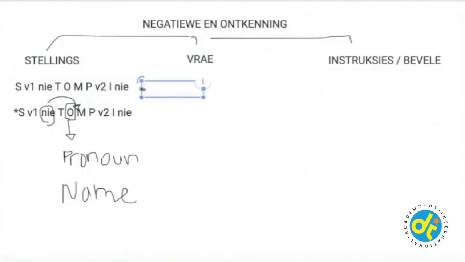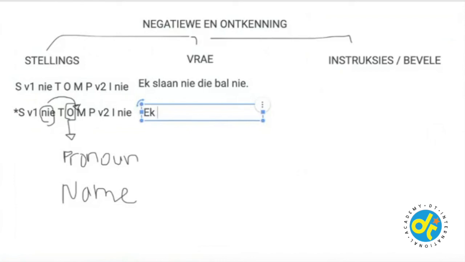If we have "ek staan nie die bal nie", then we can see that the first nie is after our verb. That's correct. So you've got then a pronoun in your object position, right? So make a note that you must remember there's an exception to the rule there. If you've got a pronoun in your sentence, the nie will not be after the verb, but it will go after the pronoun or the name of that person.